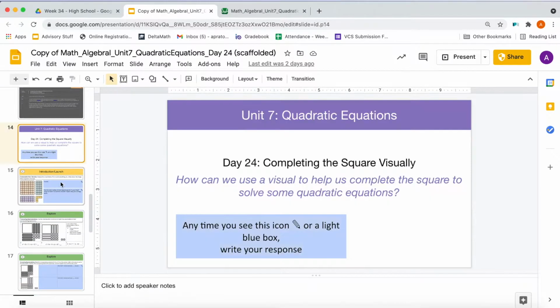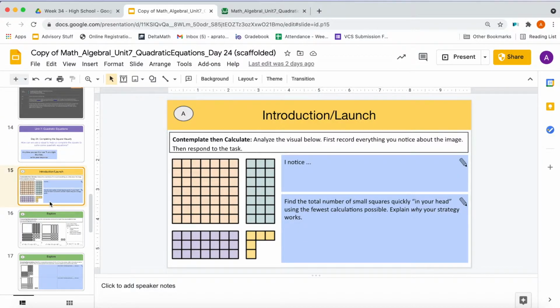So the first routine within this lesson, the goal of this lesson is how can we use a visual to help us complete the square to solve some quadratic equations. And you'll see there's two different ways students can start thinking about this. The first part is the launch, where we have the contemplate then calculate routine. If students are working asynchronously, then they can just answer on the slide the way that it's presented here.